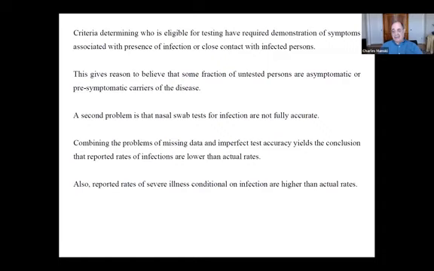And if you put the two together, you do get a general conclusion that reported rates of infection are lower than actual rates, which also means that reported rates of severe illness and death rates are actually higher than actual rates. The reason for that is, of course, that if I want to get the rate of death among those who are infected, that's the number of deaths divided by the number of infected, so the number of infected is in the denominator. And if you don't know the denominator, then you don't know the ratio. So these have been severe data problems.